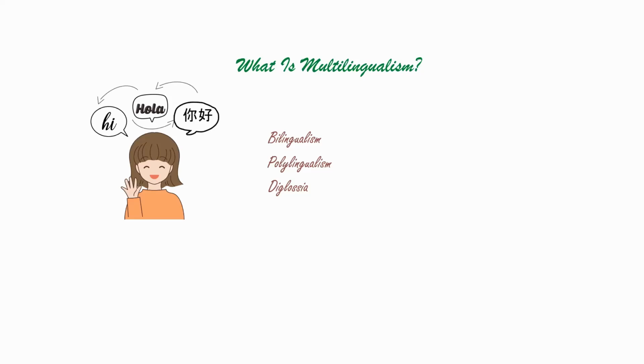We often call multilingual people polyglots. Poly means many and glot means language. And people who speak just one language are called monoglots.